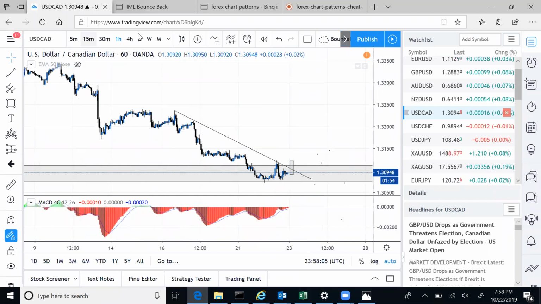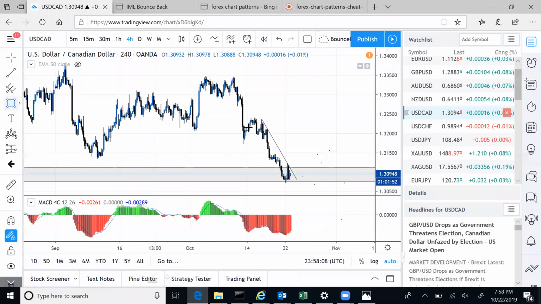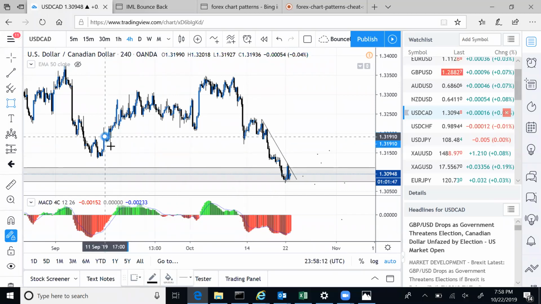So this is another trade. Where do I expect it to go? I expect, honestly, for it to at least test this zone first.